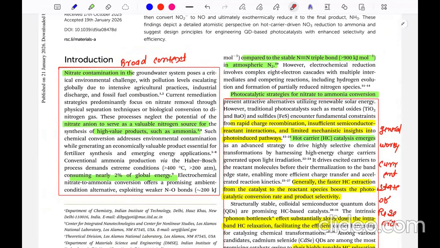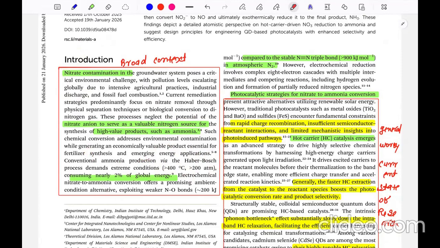Also, if we can convert nitrate into ammonia, then we all know ammonia is used as a raw material for fertilizers in the fertilizer industry. So it possesses a dual benefit. First, the harmful nitrate ion is removed, and secondly, it is converted into ammonia. One more thing is that conventionally ammonia is produced through the Haber-Bosch process, which demands extreme conditions, like temperature greater than 400 degrees centigrade and pressure greater than 200 atmospheres, and consumes 2% of global energy. So this we can consider as a broad context.